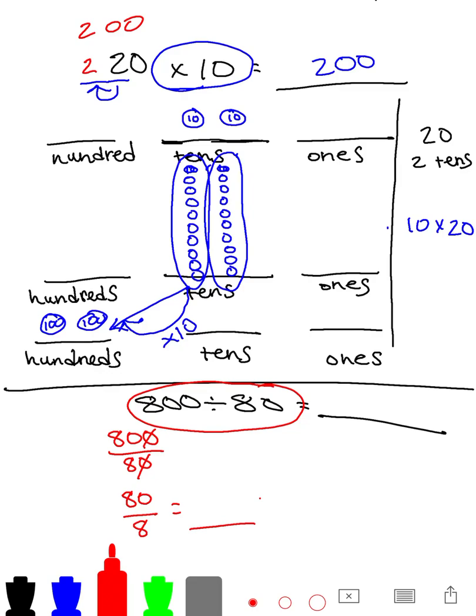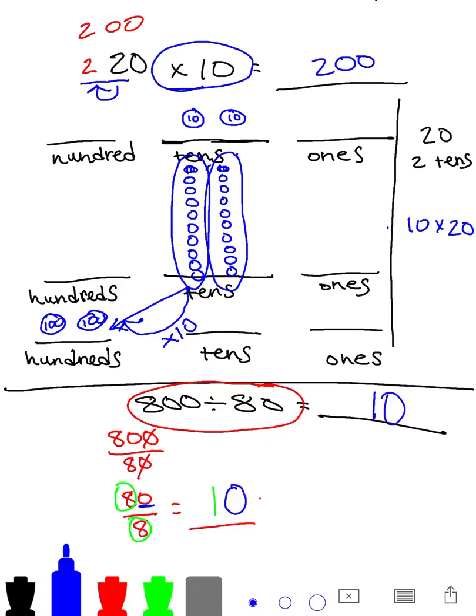Well, I know that 8 divided by 8 equals 1. I still have a 0, and there's nothing else down here, so I need to leave that 0 on my answer. So my answer to 80 divided by 8 equals 10.